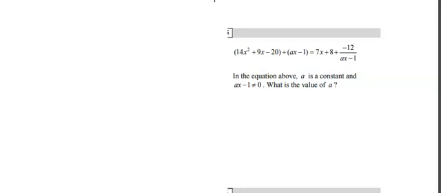Let's look at these polynomial functions. We have this equation: (14x squared plus 9x minus 20) divided by (ax minus 1) equals 7x plus 8 plus or minus that. In the equation above, we are told that a is a constant and ax minus 1 is not equal to 0. So what's the value of a?